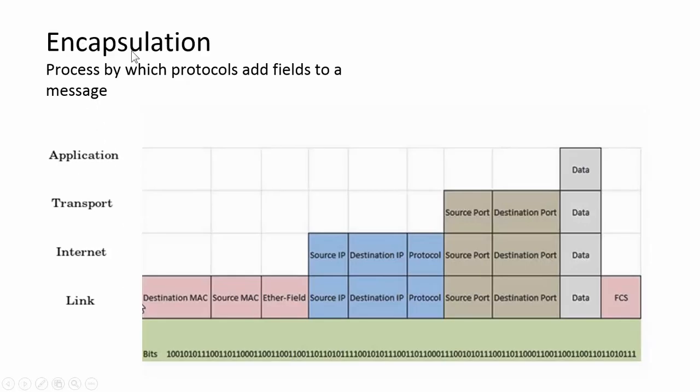Now let's discuss encapsulation. Encapsulation is the process by which protocols add fields to a message. We start out with the raw data, and then the TCP protocol adds port number, and then the IP protocol adds the IP address, and then the link layer, the Ethernet protocol, adds the MAC address. Encapsulation is the process by which protocols add fields to a message.